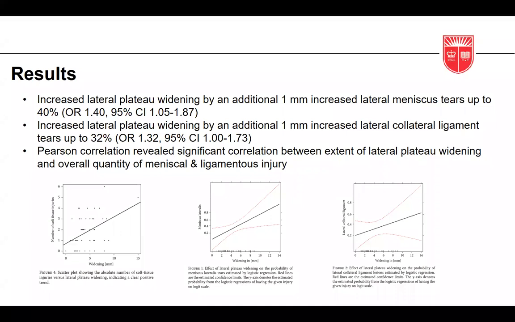Additional increase of lateral plateau widening by 1 millimeter was also associated with up to a 32% increase in the incidence of LCL tears. Here you can see that the study revealed a significant correlation between the amount of lateral plateau widening and the overall quantity of soft tissue injuries, the incidence of lateral meniscus tears, and the incidence of LCL tears. The study concluded that these findings are clinically relevant given that the knowledge of meniscal and ligamentous tears preoperatively may affect treatment and outcome. This makes the amount of lateral plateau widening a useful parameter to check in the acute setting.